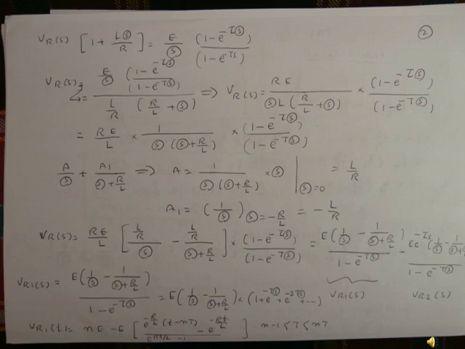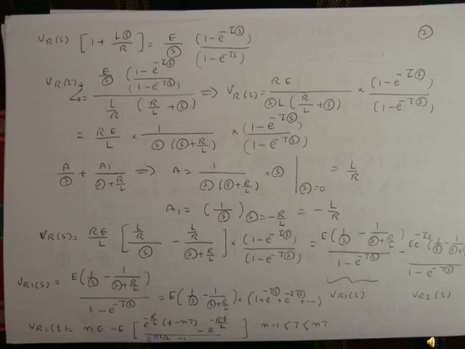So V_R(s) is equal to RE/L multiplied by (L/R)/s minus (L/R)/(s + R/L), multiplied with (1 − e^(−τs)) divided by (1 − e^(−Ts)). So that will be E multiplied by (1/s − 1/(s + R/L)), and then divided by 1 − e^(−Ts). So that will be V1(s). Then the subtract term, minus e^(−τs) multiplied by (1/s − 1/(s + R/L)), then divided by 1 − e^(−Ts). So that is equal to V2(s).